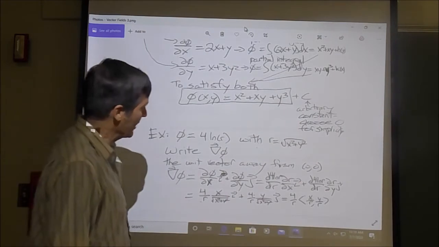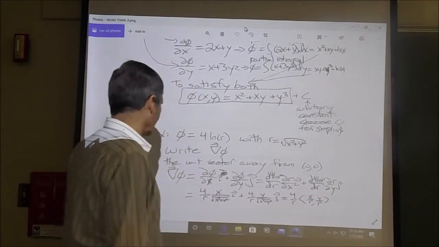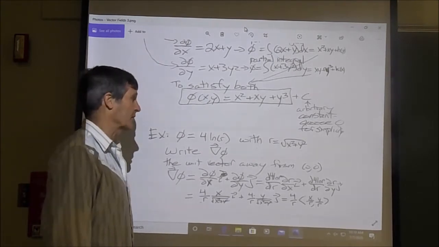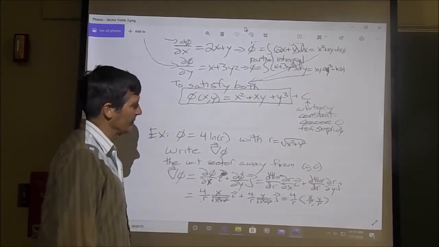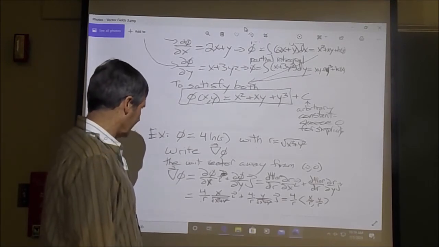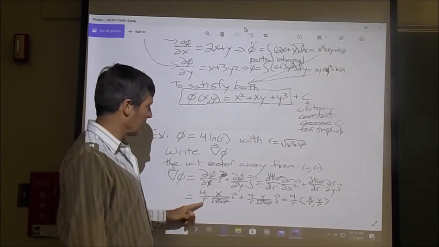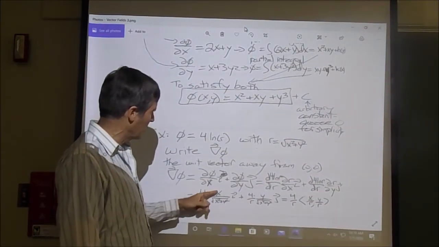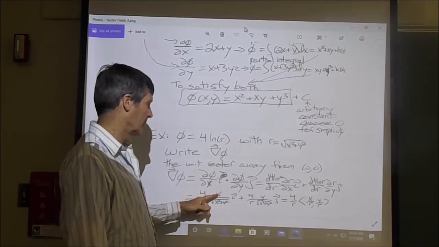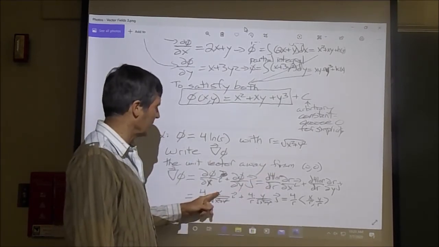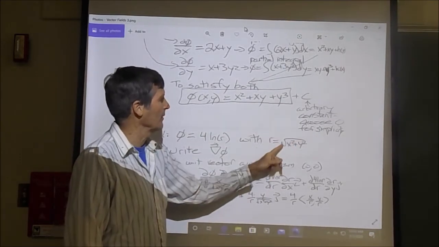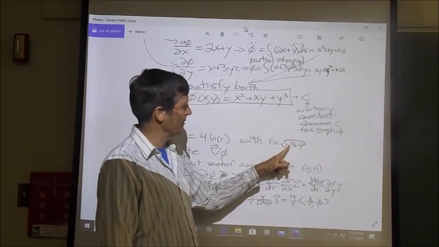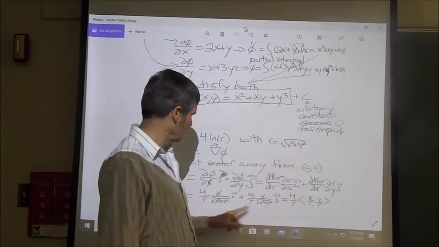So we apply the chain rule to calculate the gradient of this function of r, which comes up quite a lot in practice, right? Because you have lots of force fields that depend on r. So by taking the derivative of 4 ln r, you get 4 over r. So this is 4 over r, x over the square root of x squared plus y squared. If you calculate that partial derivative dr dx, x squared plus y squared to the 1/2 is 1/2 x squared plus y squared to the minus 1/2 times 2x, which reduces to this.